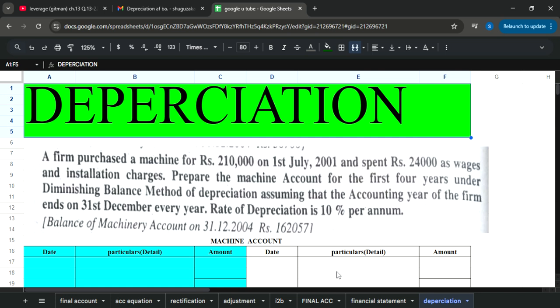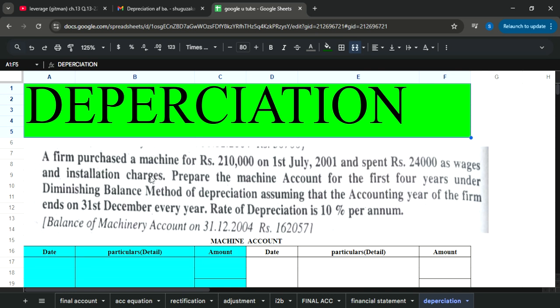In the similar way, we will solve it. So I'm hopeful we are ready to solve this question. Let's begin. A firm purchased machine. Since you are buying this machine, there is increase in asset which should be written on debit side. Beside this, spent 24,000 as wages and installation charges.